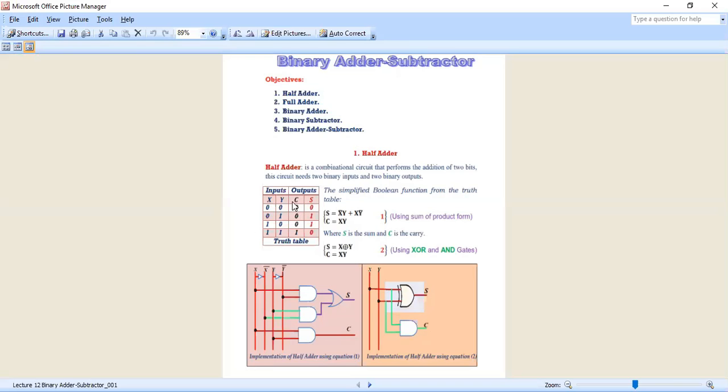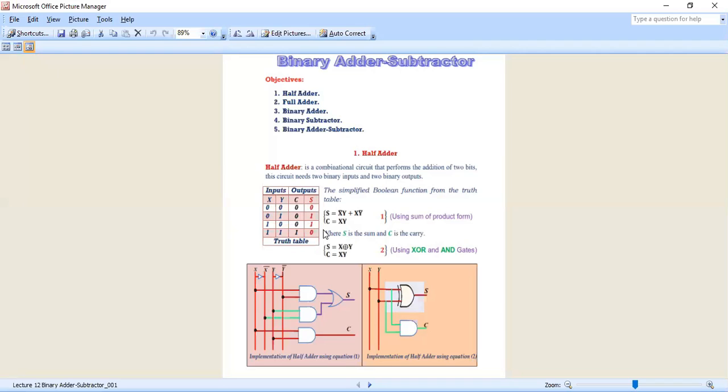So there is a truth table here. We will take inputs and outputs. If we take two inputs, how many possible combinations? Four possible combinations. The outputs are carry as well as sum. So 0 0: carry 0, sum 0. 0 1: it does not produce any carry, so carry 0, sum 1. 1 0: carry 0 and sum 1. 1 1, that is 1 0, so here it will produce carry 1, sum 0.